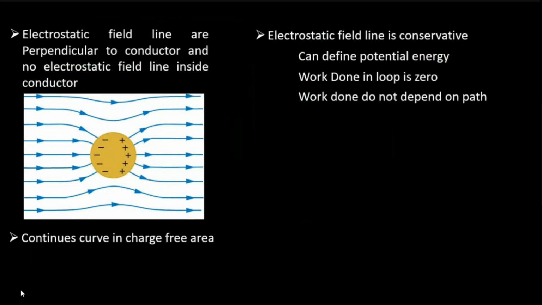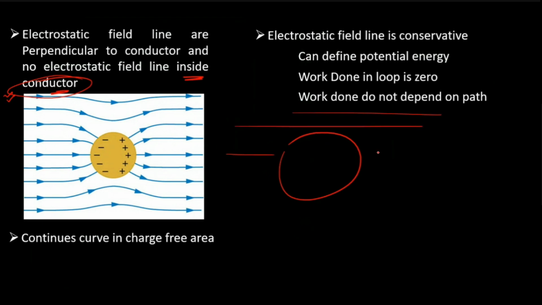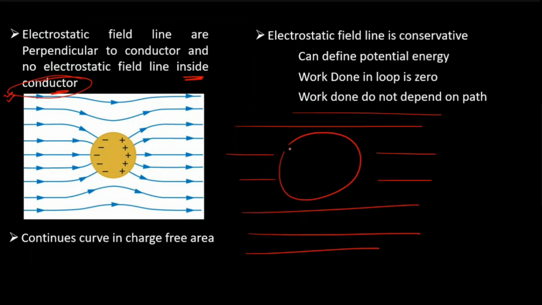Electrostatic field lines are perpendicular to the conductor, and there is no electrostatic field line inside the conductor. Another important property: suppose I have a conductor placed in an external field like this, then the electrostatic field line must not pass through the conductor. Inside there is no field line. This is the most important property of the conductor.